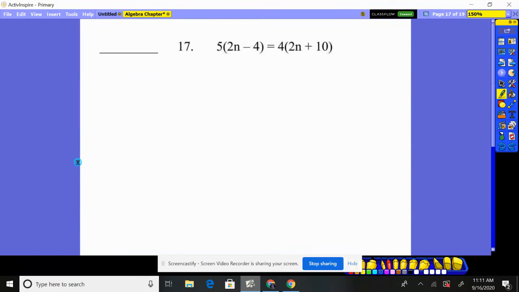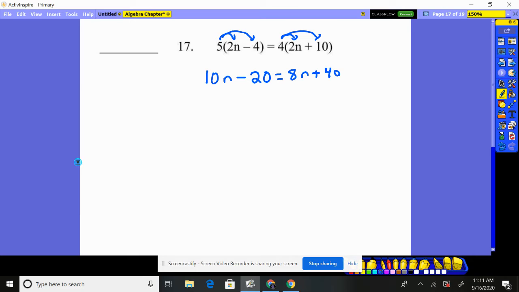All right, number 17. I see parentheses with a number outside, so I'm like, hey, I must distribute this number through to each of the pieces. 5 times 2n, well, that's 10n. 5 times that 4's, take away 20. Distribute the 4 through, 8n, 4 through to the 10, 40.